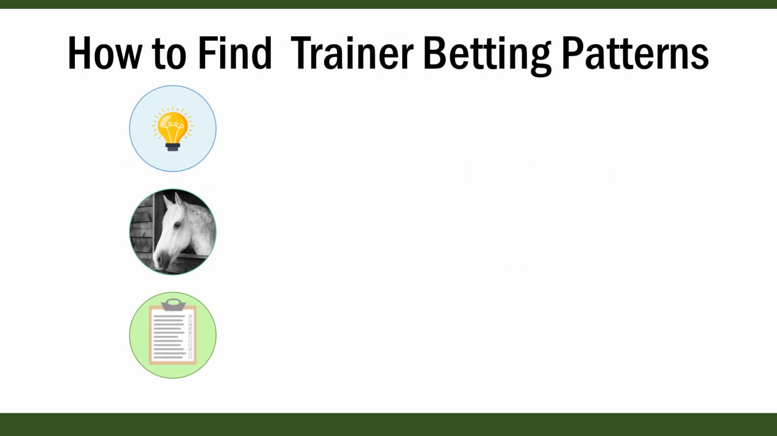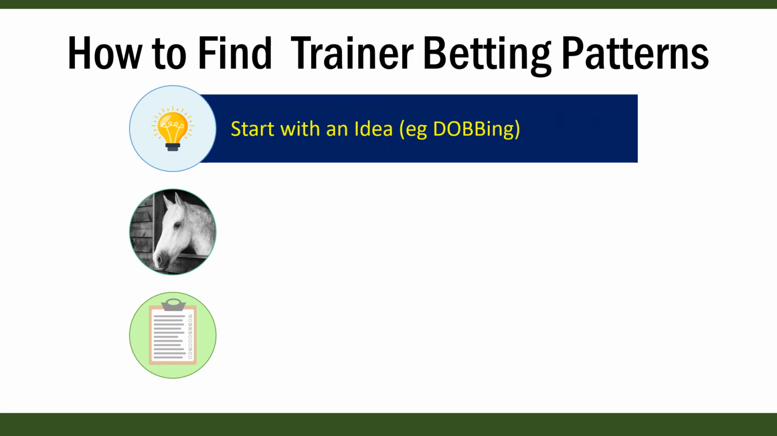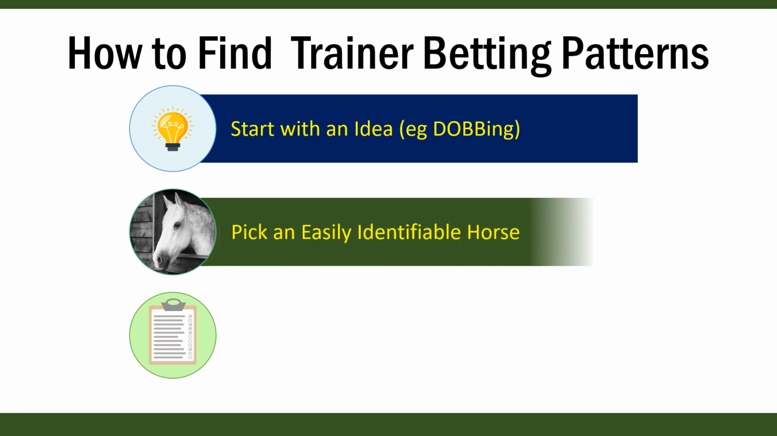In my book, Directional Trading on Horse Racing, I explain several ways in which we can look for trainer betting patterns. Here, I will explain the easiest way. Firstly, you start with an idea. I call it an idea because only once your idea becomes successful can you call it a strategy. The second thing that you can do is pick an easily identifiable horse based on its form. You want the horse type to be narrowed down.